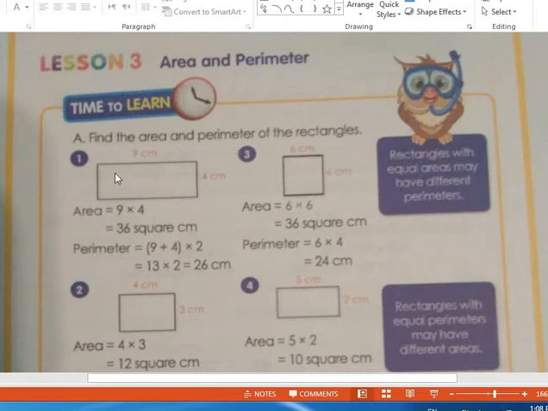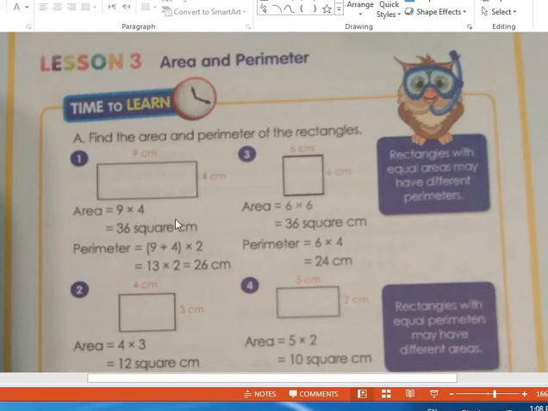I have here the width is 9 and the length is 4. So the area equals 9 times 4, length times width. So 9 times 4 equals 36 square centimeters.